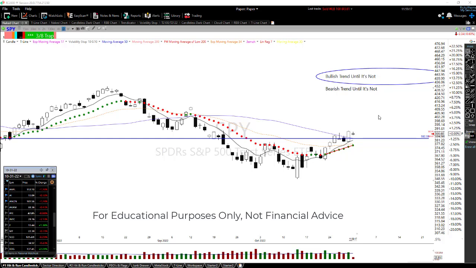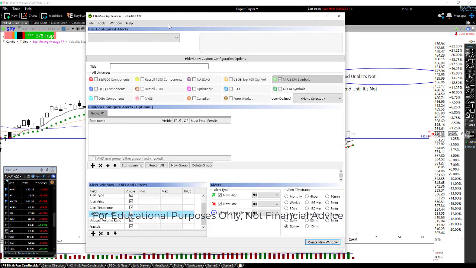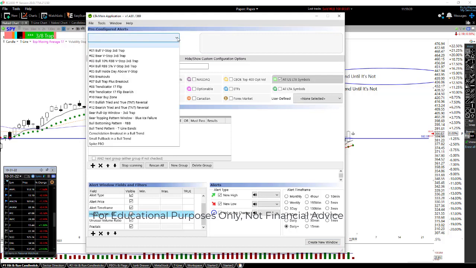Justin asked, can we go over a pre-configured bear V-stop 3/8 scan? We sure can. Thanks for asking, Justin. Let's do that. So what I'm going to do is come over here to the LTA main application window, and I'm going to click on this arrow right here under pre-configured alerts, and then we're going to go find that. What was it?